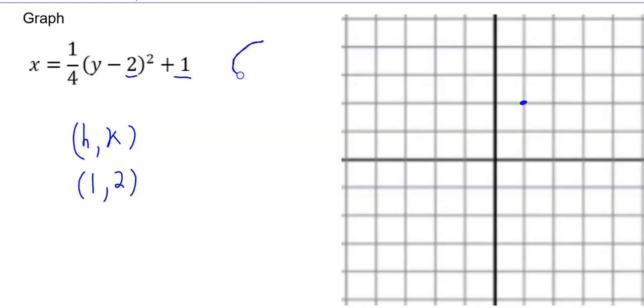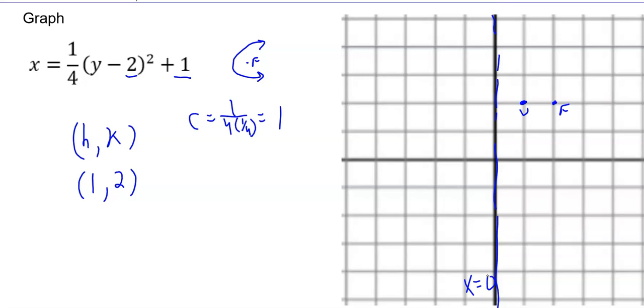This one's definitely opening to the right because it's x equals and it's positive, so my focus point should be to the right. C is 1 over 4a, so 1 over 4 times 1/4, which is 1. So c is 1, so I'm going to go 1 unit to the right from my vertex will be my focus, 1 unit to the left will be my directrix, x equals 0.